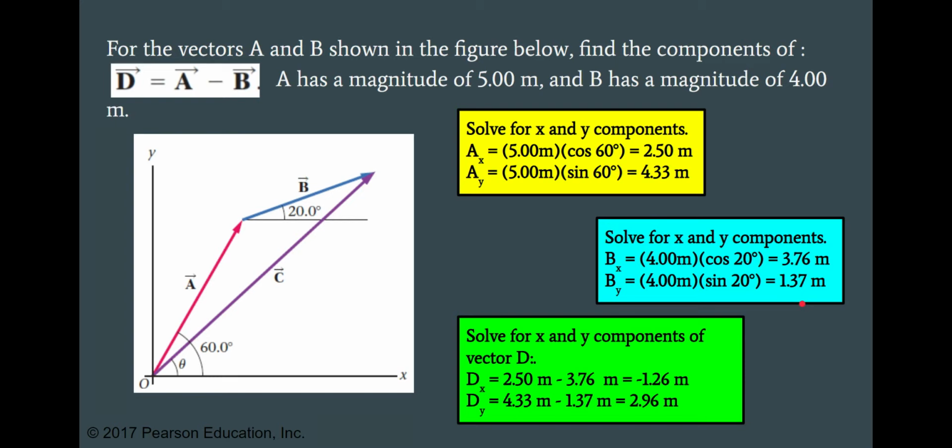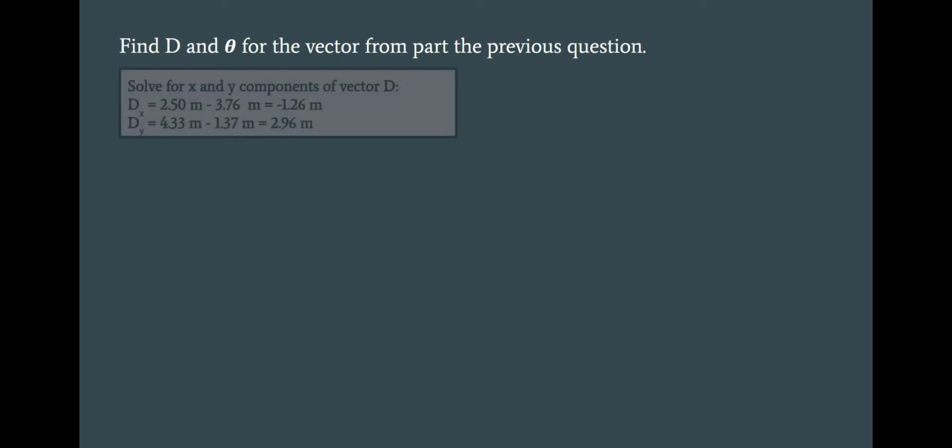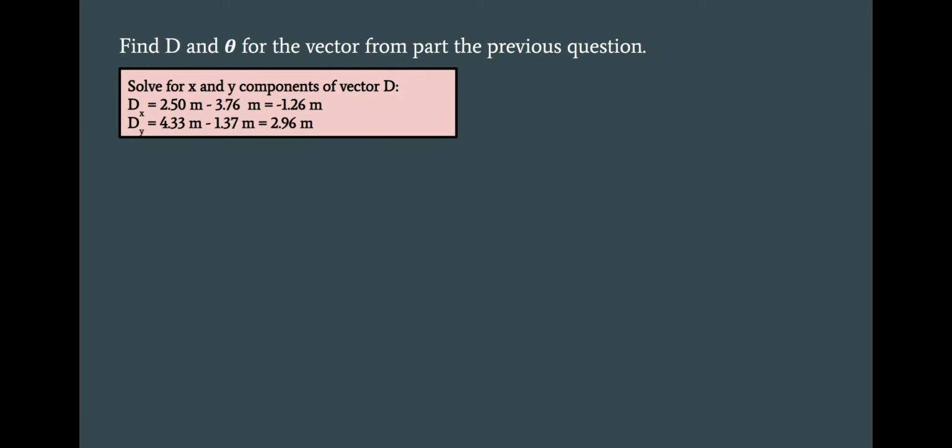Finally, we can solve for the x and y components of vector D. So we can't just jump to find D yet. We're going to have to add together those individual components. Well, subtract the individual components. And you'll find that 2.50 meters. So the x component here, we're going to subtract it from the x component here, and we get negative 1.26 meters. We'll do the same thing for the y component. You'll get 2.96 meters. Okay, so that is the x and y components. But we need the actual magnitude of vector D, not just the x and y components. So there are your components. Hit pause if you want to solve this yourself.